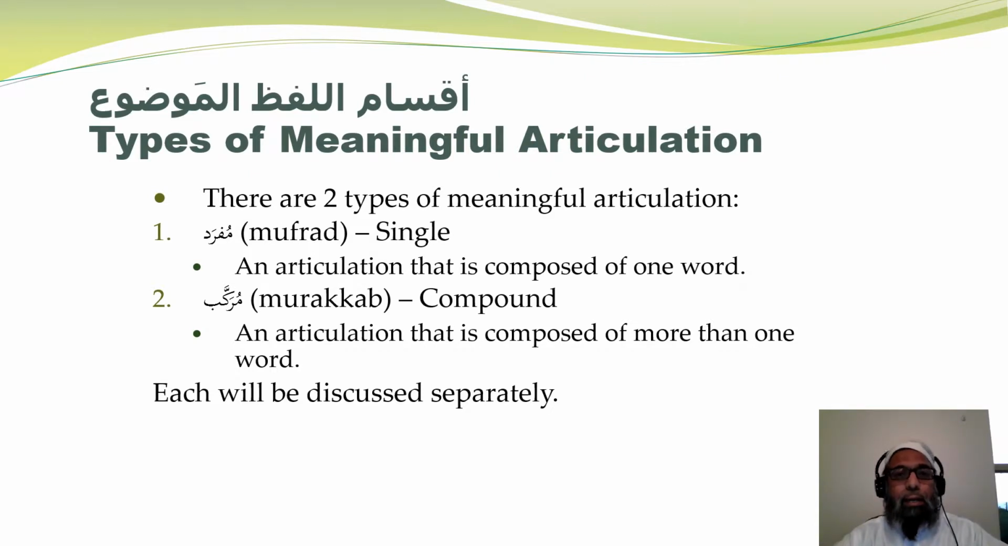Now, what are the different types of meaningful articulation? Mawdu'. We're going to discuss the different types of mawdu'. There are two types of meaningful articulation. It'll either be mufrad, single, meaning one word, or murakkab. Murakkab means compound, multiple words put together. So an articulation that is composed of one word only, a single word, that's mufrad, and murakkab is when you have multiple words coming together to form a phrase or a complete sentence, a full sentence or an incomplete sentence. We'll look at each separately.